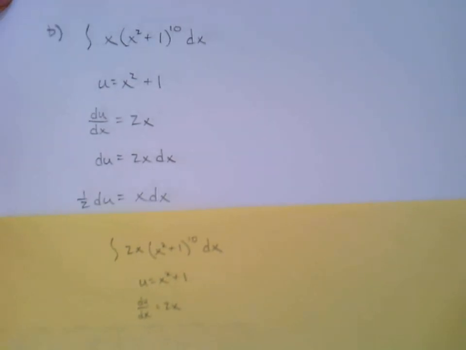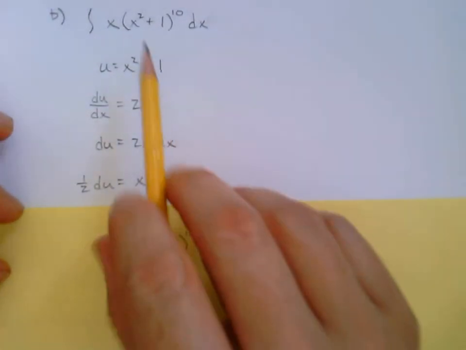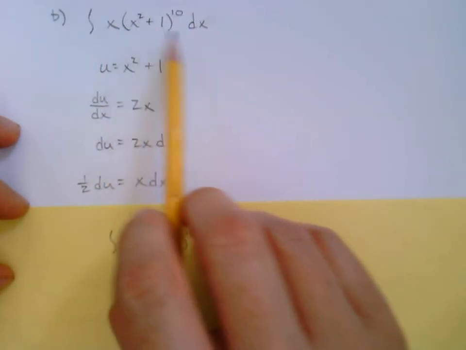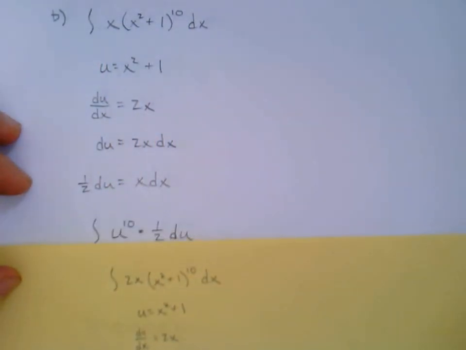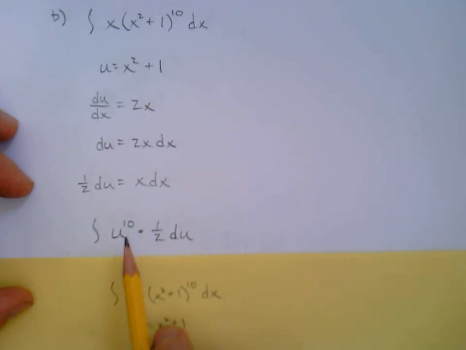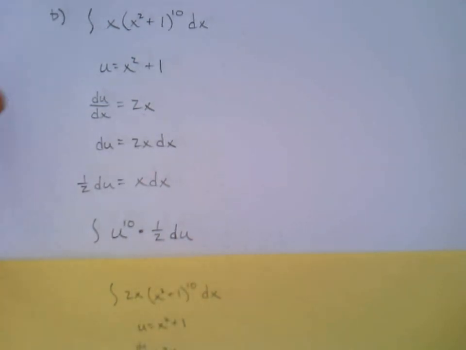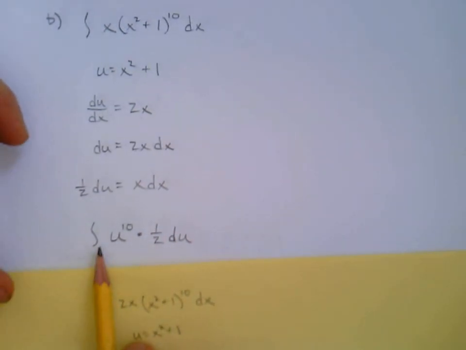Okay, so here comes the substitution. That will become u to the 10th. The x dx will become 1/2 du, so I'm going to write this like so. U to the 10th times 1/2 du. And I've got the integral, of course, in the front, the stretched s.